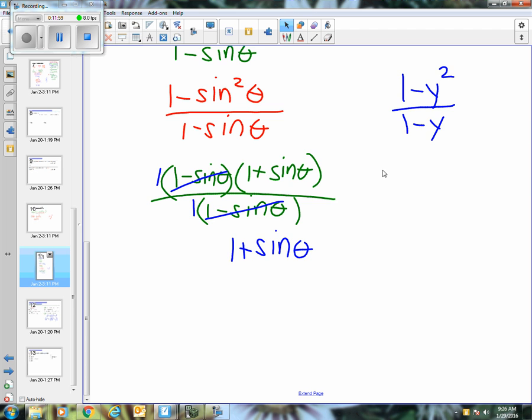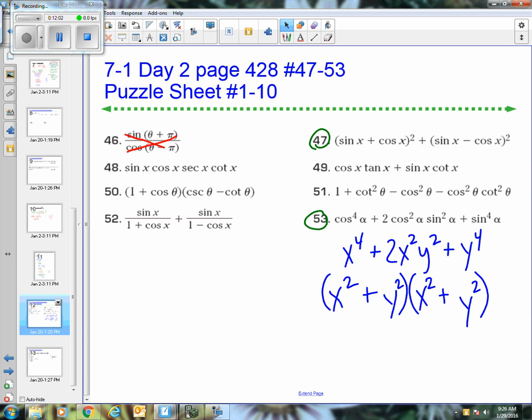All right, so on our day 2, we're going to do a little bit from the book and then this puzzle sheet. So we'll talk about that and work through those. And good luck on your simplifying. I think once you figure them out, you're really going to enjoy this.